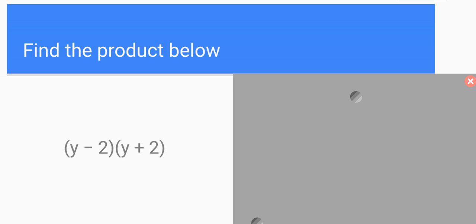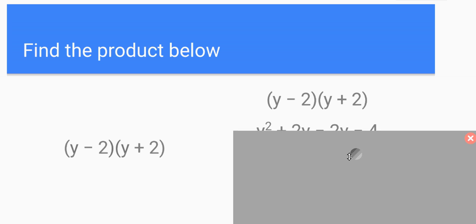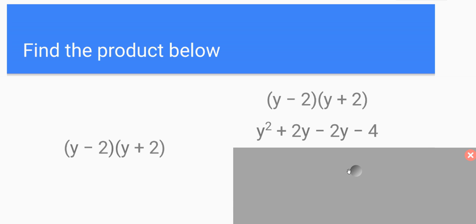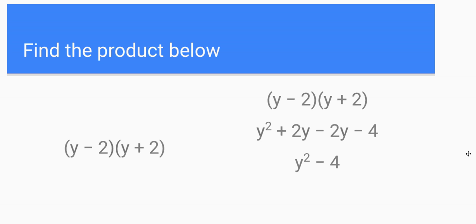Take a look here. We've got another set of binomials, y minus 2, y plus 2. Again, pause the video, find the product of those by using the method that we've used. So hopefully what you found in the first practice one, you found in this one as well, that when we multiplied y minus 2 times y plus 2, we got, using whatever method we wanted to use, y squared plus 2y minus 2y minus 4. And those y terms offset one another, and you're left with the binomial y squared minus 4.